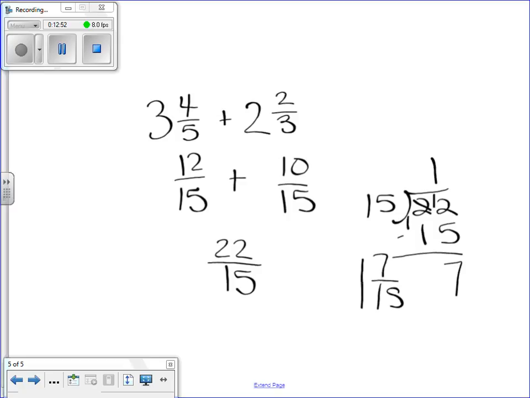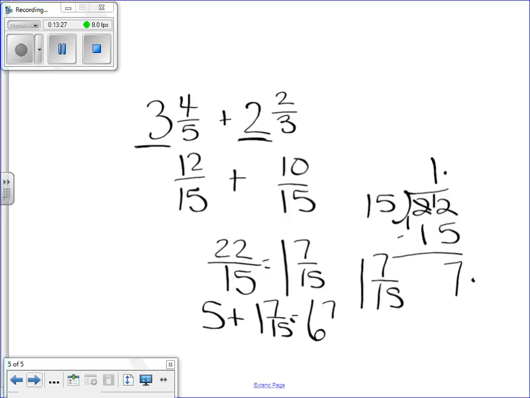Some of you are taking this and writing your improper fraction wrong. This is your whole number. This is your numerator. Your denominator stays the same. So this becomes 1 and 7/15. That is not your answer because you still have your 3 and your 2, which is 5 plus 1 and 7/15 equals 6 and 7/15.